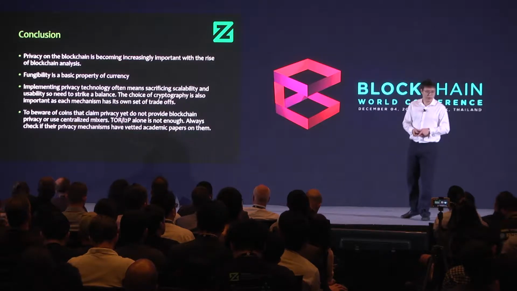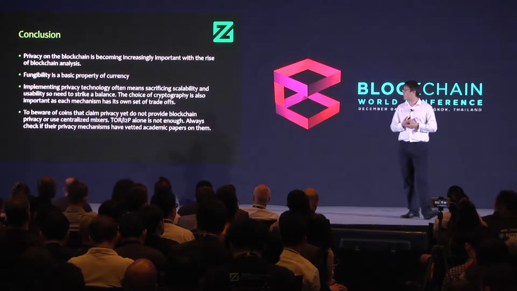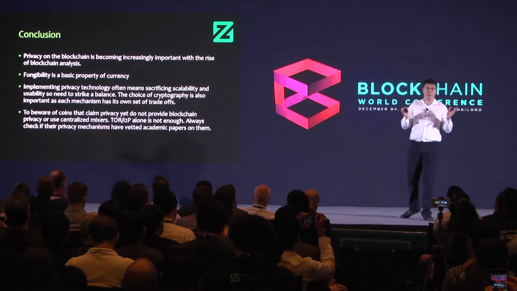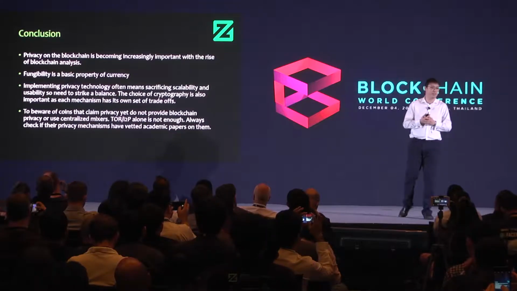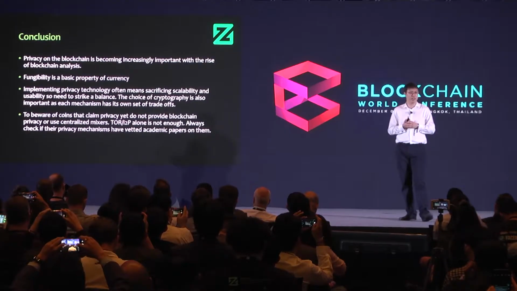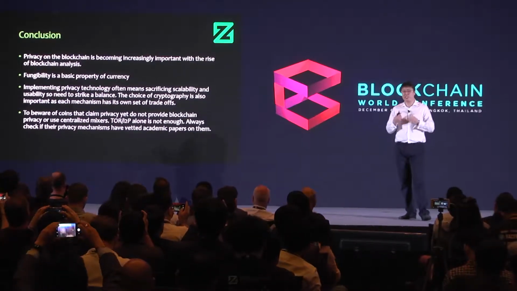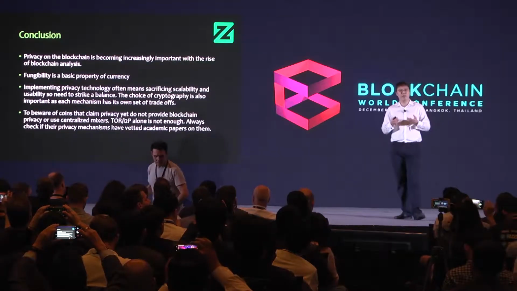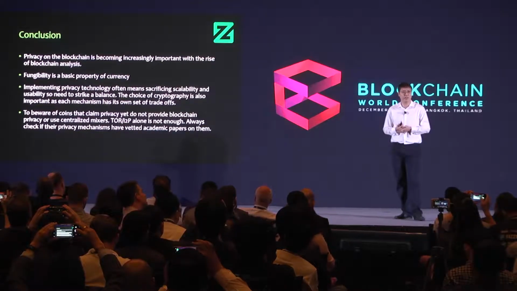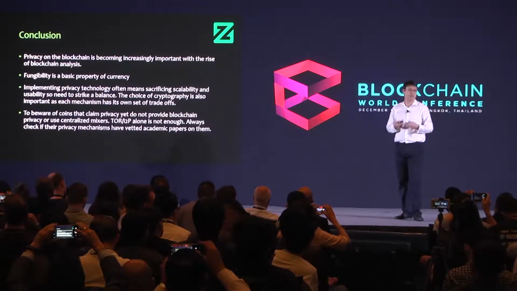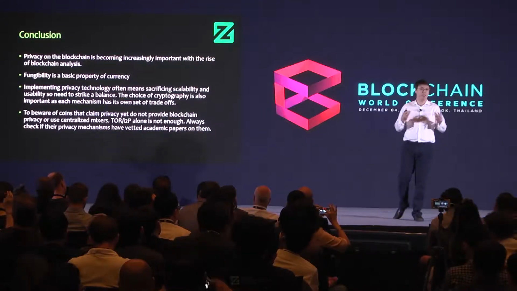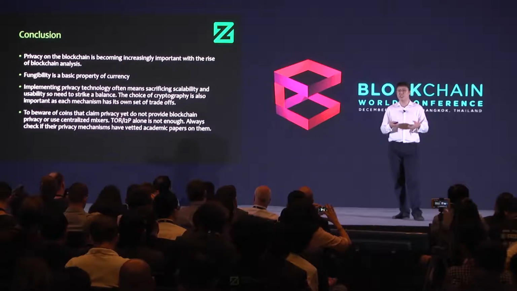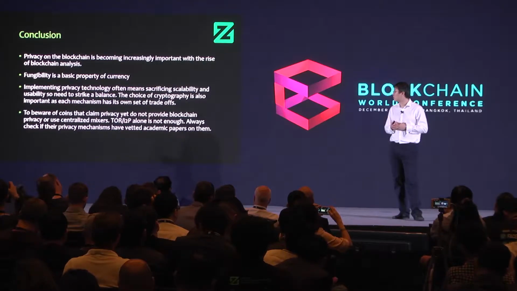Okay, so basically this concludes a broad working knowledge overview of privacy technologies on the blockchain. And it's increasingly important because now you have all these blockchain analysis firms. And we have to remember that it's not about hiding illegal activities. It's about preserving fungibility of a currency, preserving the censorship resistance of cryptocurrencies.